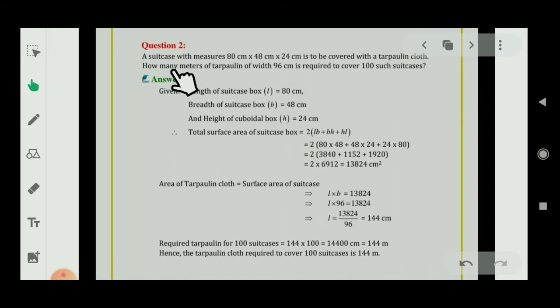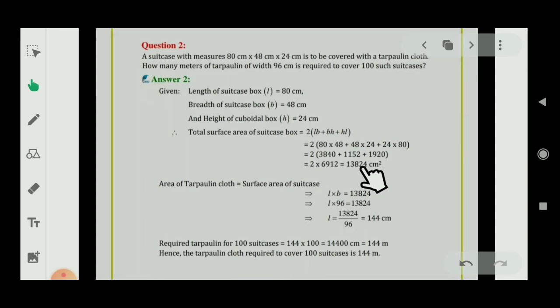Question number 2 is a suitcase with measures 80 centimeter, 48 centimeter and 24 centimeter. This is the length of the suitcase, this is the breadth of the suitcase and this is the height of the suitcase, as you can see here. Then students, you have to put the formula, that is total surface area of the suitcase box. The formula is 2 bracket L into B plus B into H plus L into H.